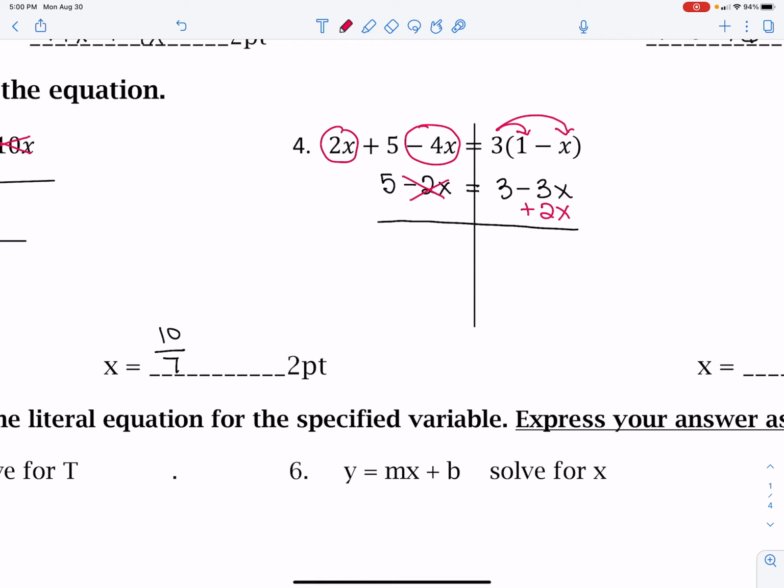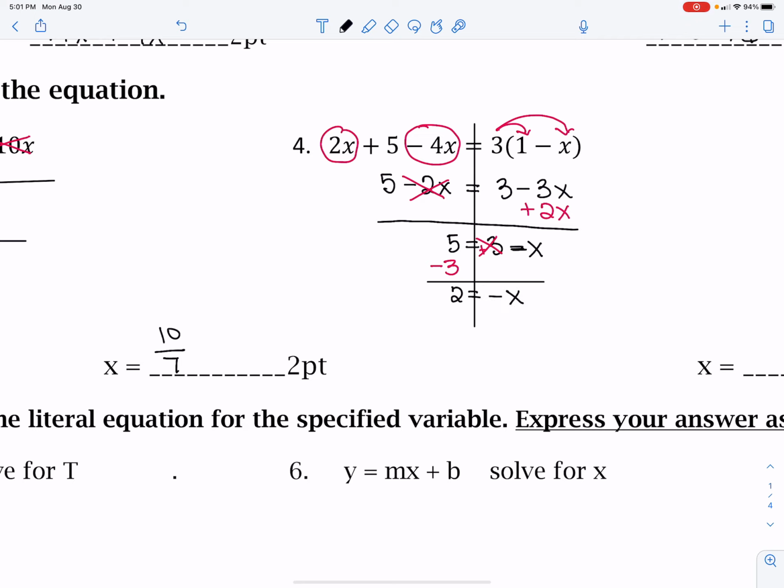So then I've got 5 is equal to 3. Negative 3 plus 2 is negative x. Now, instead of adding 3 on the right side, I'm going to subtract 3 on the left side. So then I have 2 equals negative x.